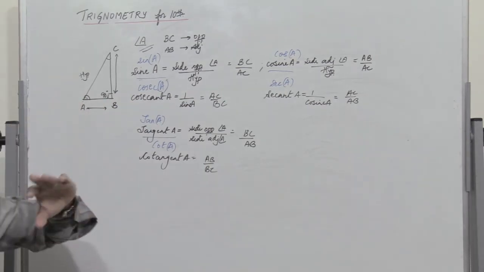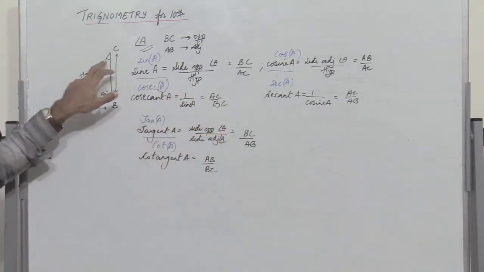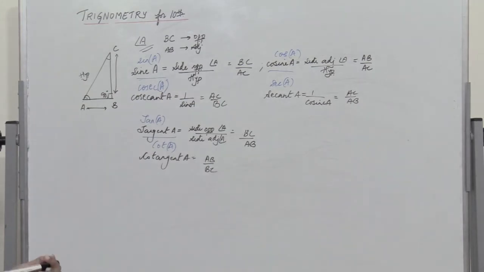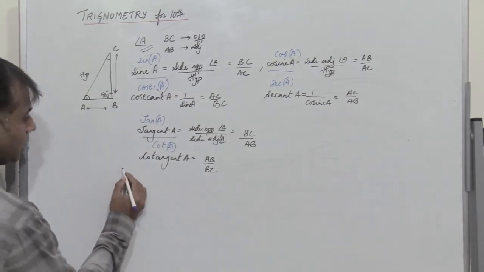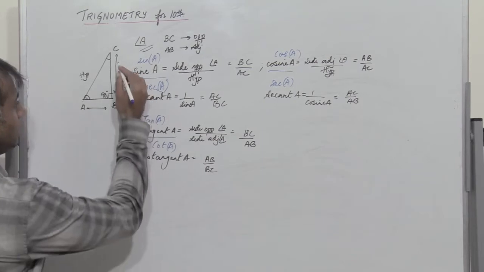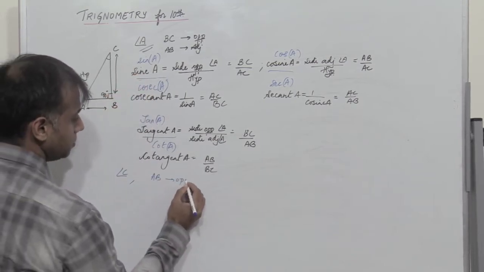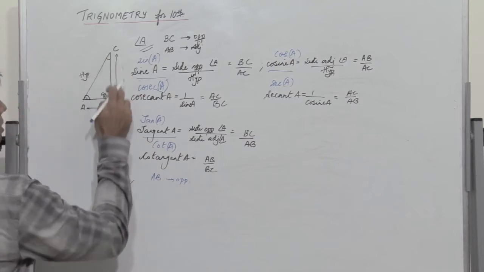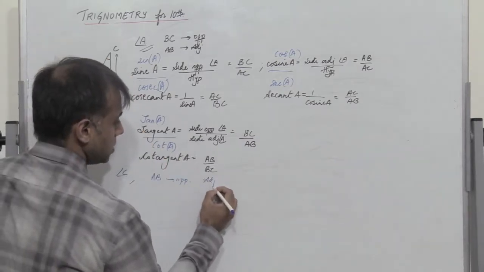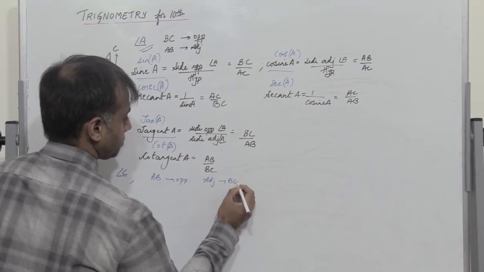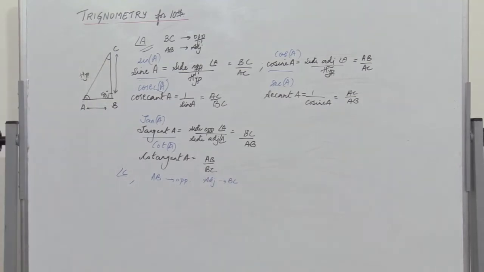Now similarly we can also define the ratios with respect to angle C. When I consider angle C, then the opposite side is AB, so AB becomes the opposite side and BC becomes the adjacent side. Right? So similarly we can define all of them, sine, cosine, tangent, etc., with respect to angle C. So let's just define these three.